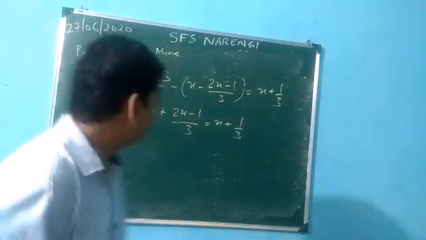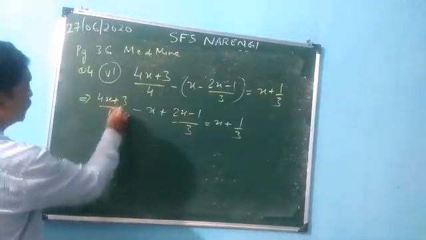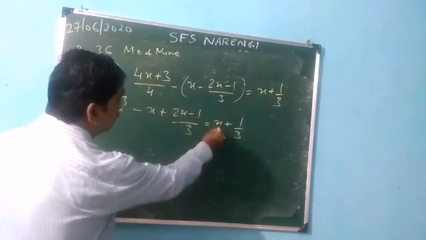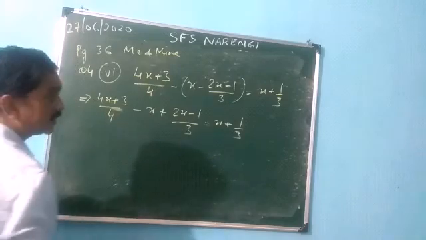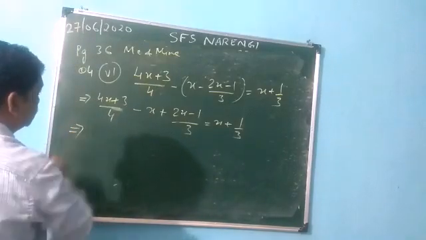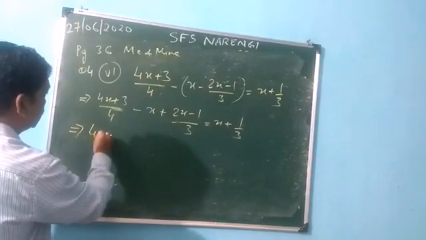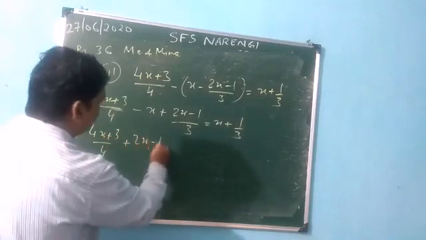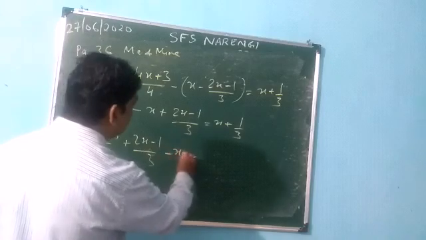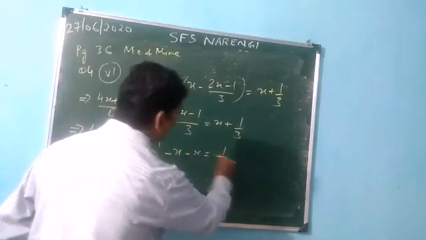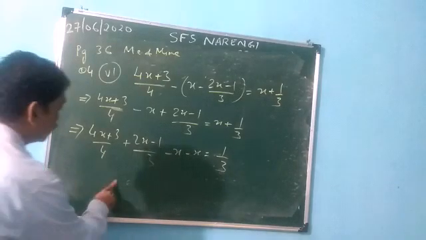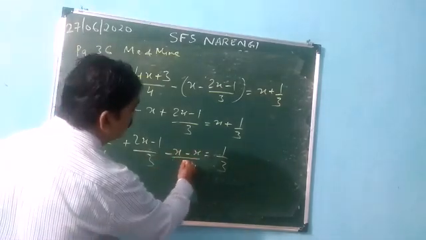I am trying to make this equation simple, and how to get the value of x? You try that one. Now this is (4x plus 3)/4, this is minus x, and this is (2x minus 1)/3, and this is x. All the x I will bring together. So (4x plus 3)/4 plus (2x minus 1)/3 minus x is equal to 1/3. Correct? Now minus x is minus 2x.